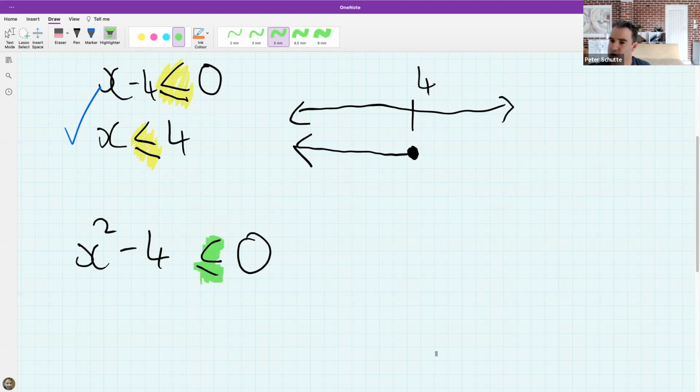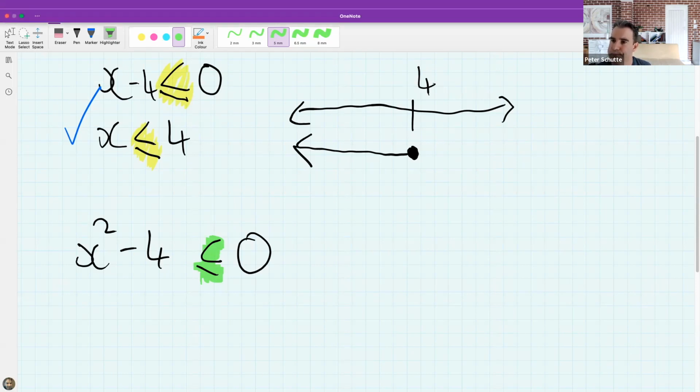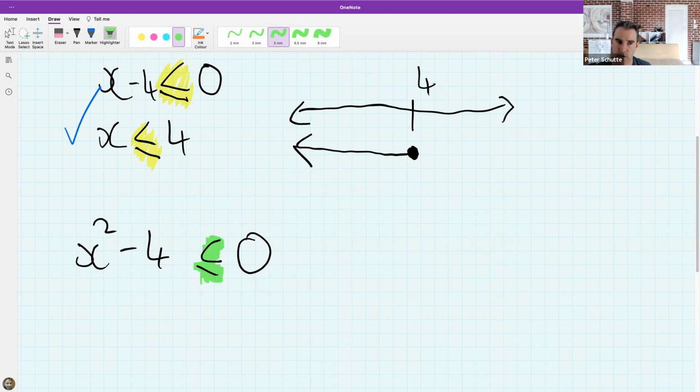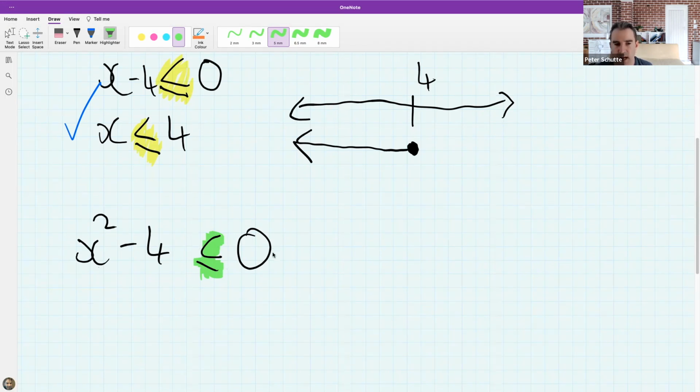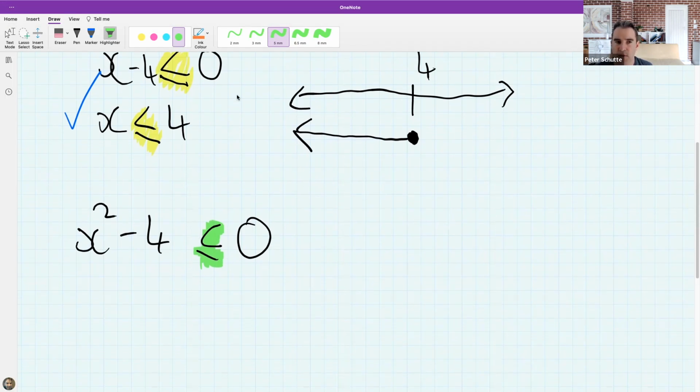I'd love to know what you think makes this question a bit harder, or what's different compared to the first one? Well, it is an equation, but it's sort of an inequality really because of the less than or equal to. But I was thinking, what about the exponent? Yeah, what about the power of 2?